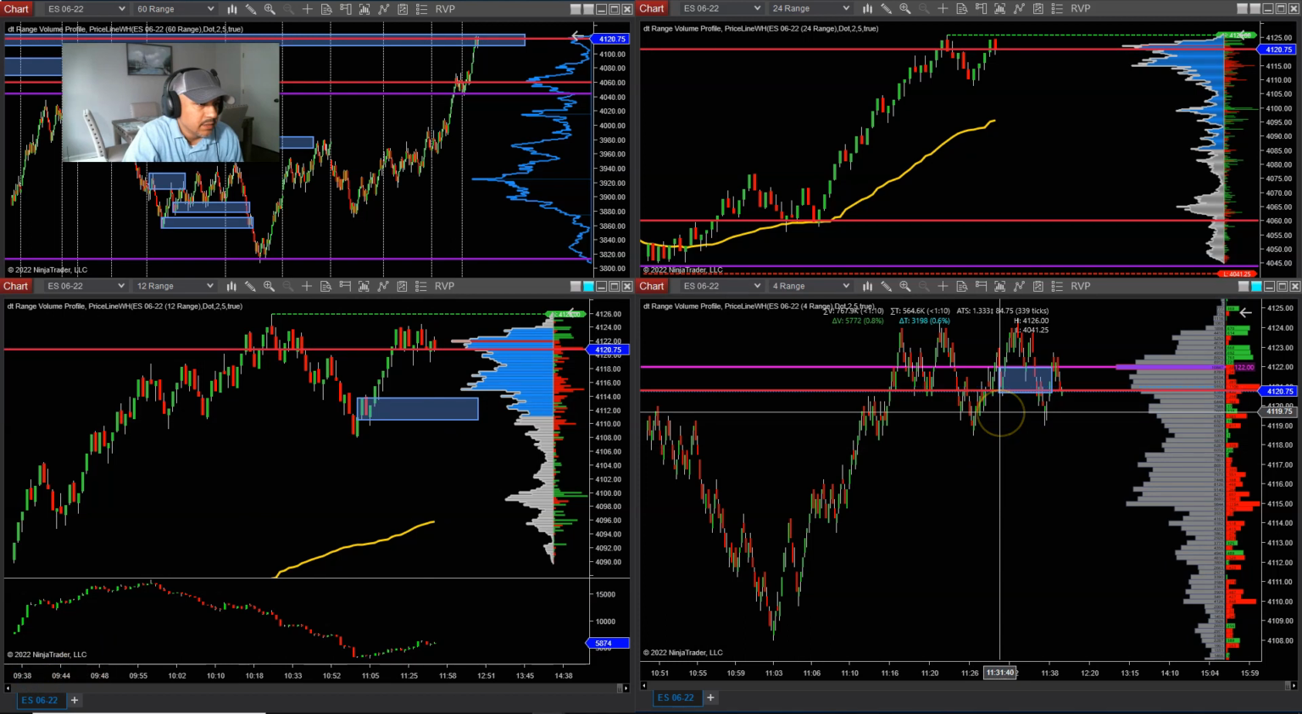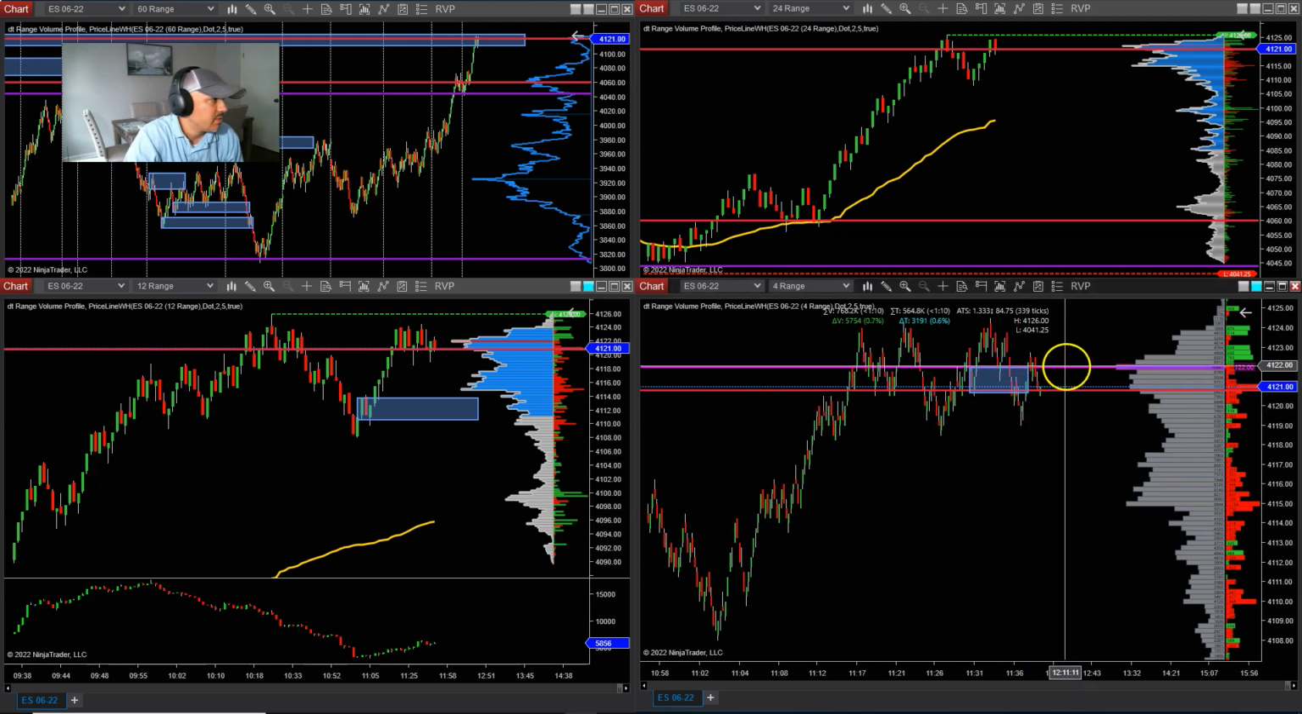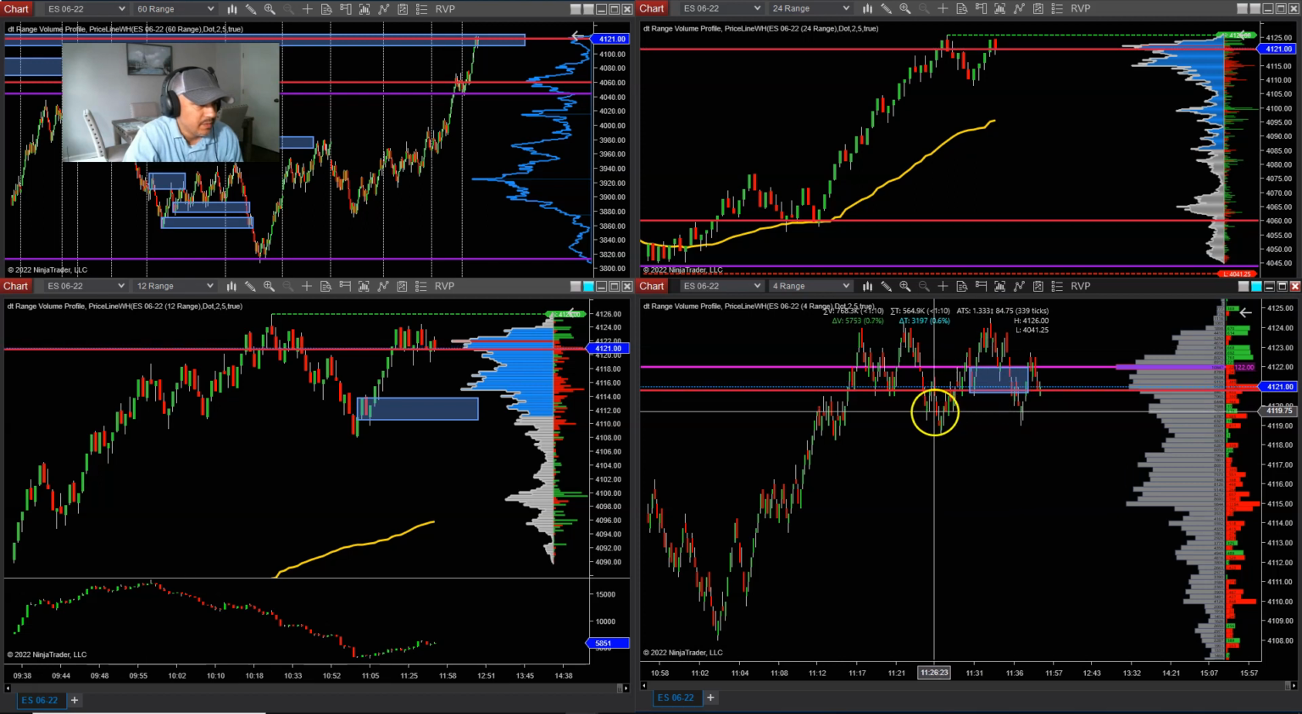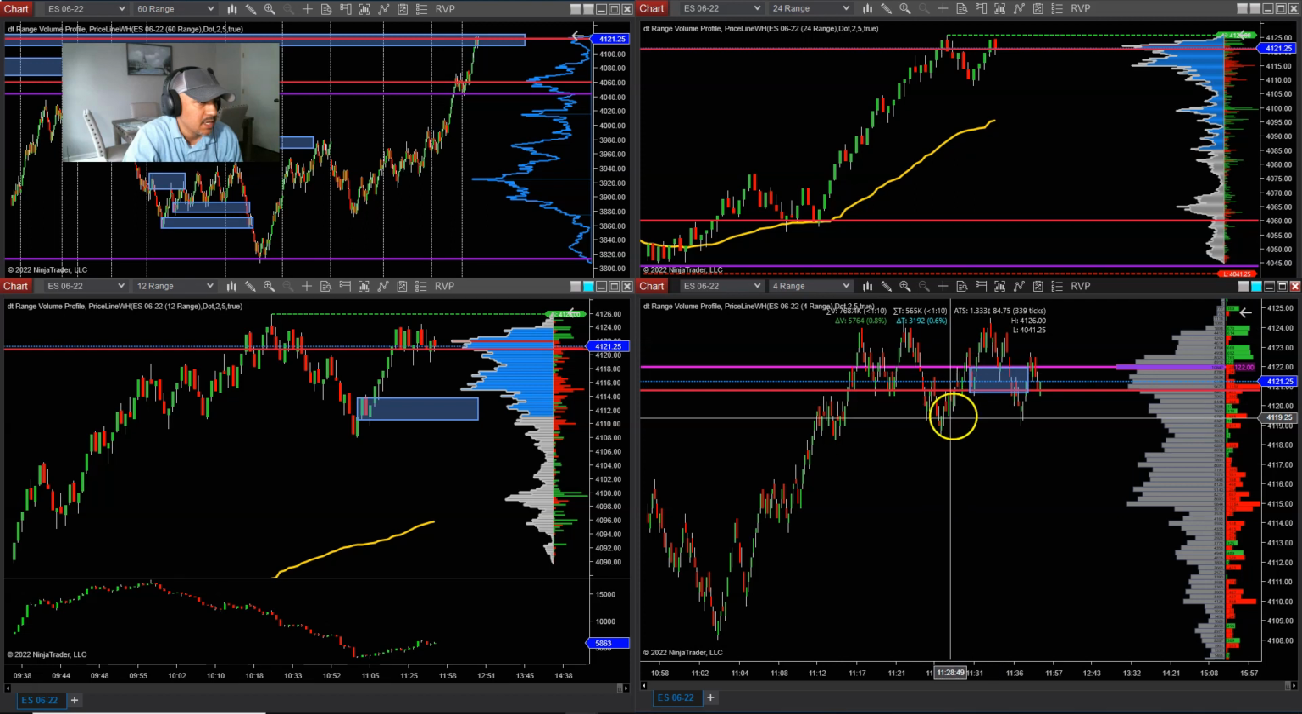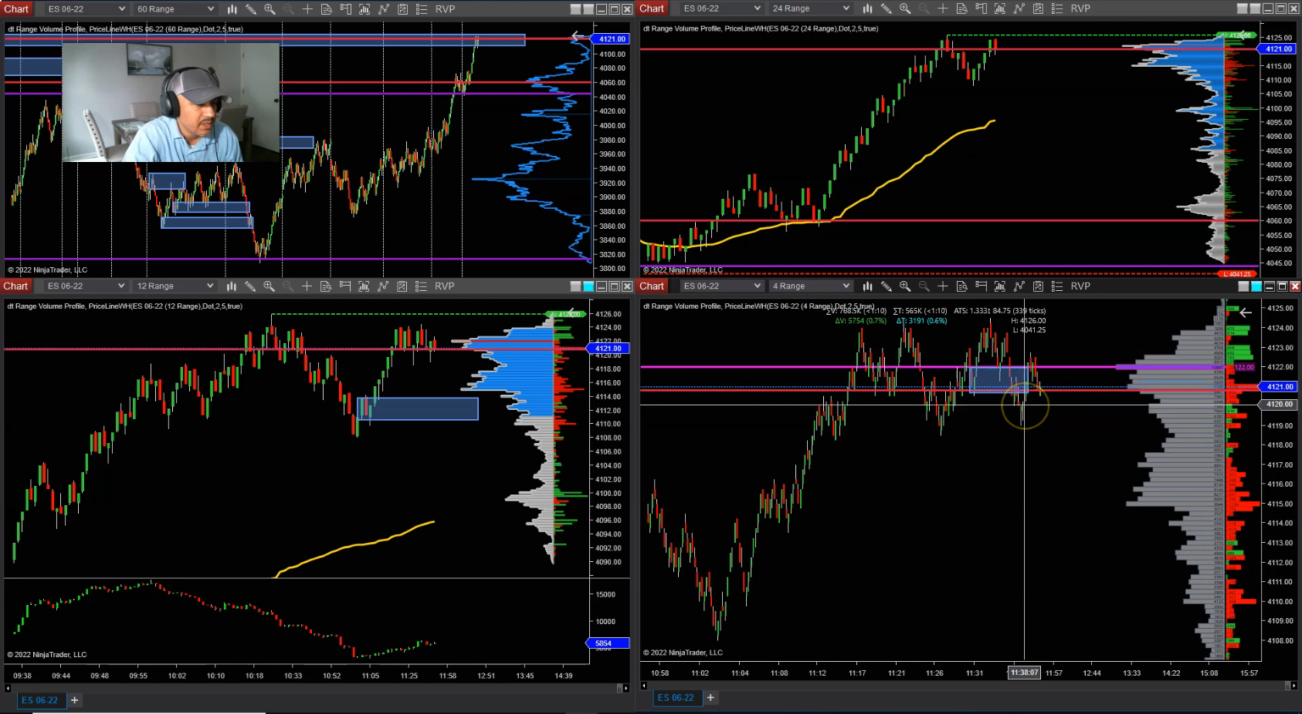All right, let's see. There was a little long right here you could have taken. I would have taken it because we're sitting right here at the VPOC. This is price pulling back to this area right here, where price broke back into the structure, making higher highs and higher lows, and taking out structure over here to the left-hand side. Price pulls back to it, closes to the upside.